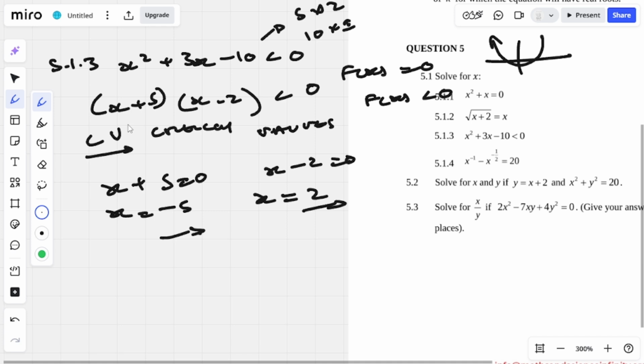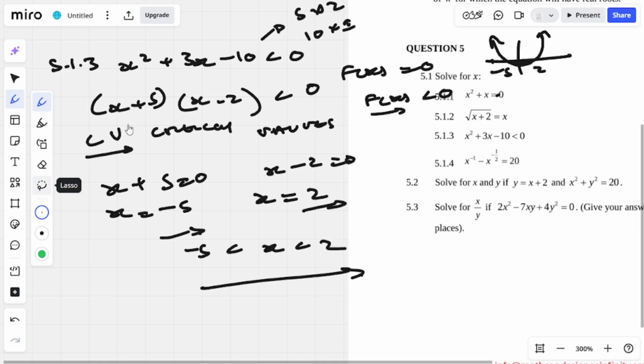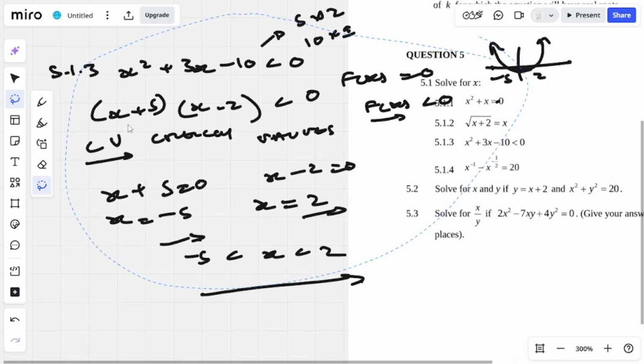Now after doing this, you're going to check for the y values, since f of x represents the y values. So you're going to check for the y values which are below 0, meaning below the x-axis. So these are the ones. They start from minus 5 and 2. So our answer is going to be minus 5 < x < 2. So this is our answer for 5.1.3.